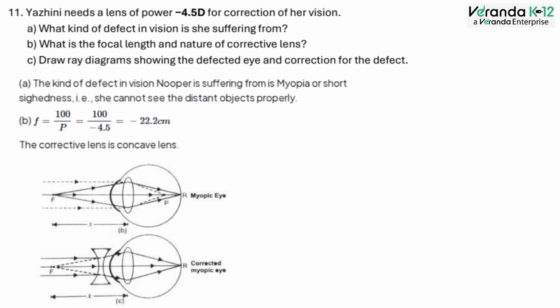C. Draw the ray diagrams for the defective eye and the correction for this defect. Since the corrective lens is a concave lens, students have to draw the defective diagram such that the light rays form in front of the retina. And for the corrective diagram, students have to draw the concave lens, and the image should form exactly at the retina. That is the corrective diagram.